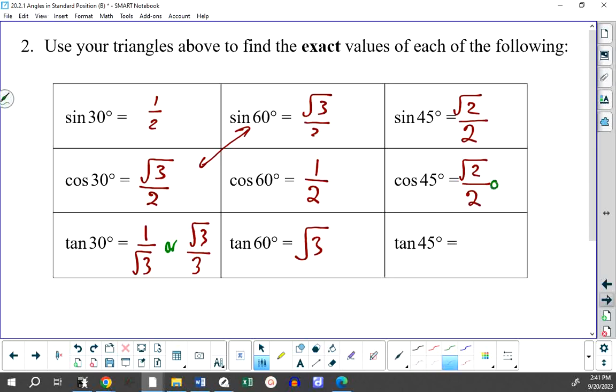Could we write these this way? You might wonder why that would ever happen. There's a reason in Math 30 that it would happen that way. They're the same. Just like root 3 over 3 is the same as 1 over root 3, root 2 over 2 is the same as 1 over root 2. Tangent of 45 is 1. Opposite over adjacent, look at your 45-degree angle. Opposite is root 2. Yeah, adjacent's root 2. Root 2 over root 2 is 1.